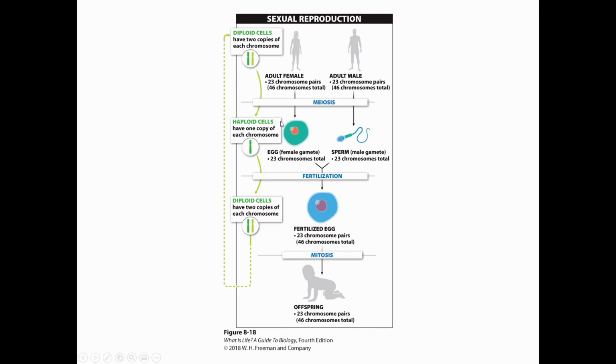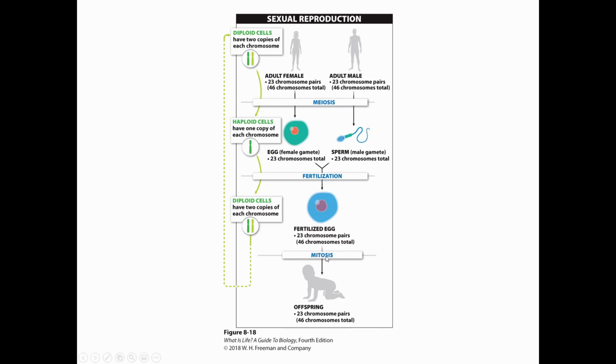Now, if we're making offspring, the egg and sperm will fuse together in a process we call fertilization, creating the first cell of a new organism, a new individual we call the zygote. So the fertilized egg is the zygote, and we're back to diploid because one set of chromosomes came from the egg, one set of chromosomes came from the sperm. Everything's paired up again, so two number 1s, two number 8s, two number 16s, giving us 46 total chromosomes.